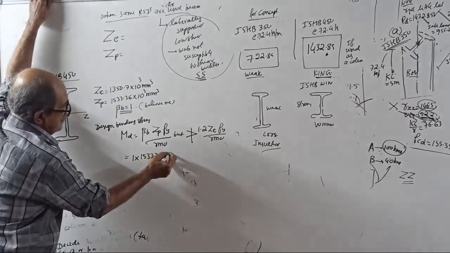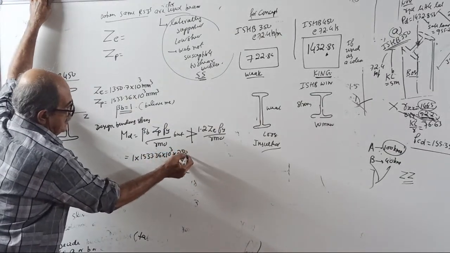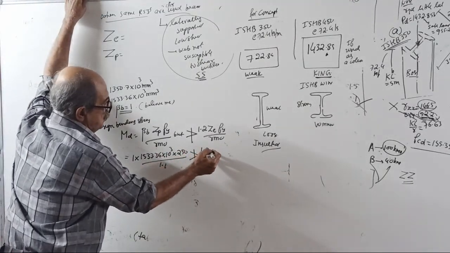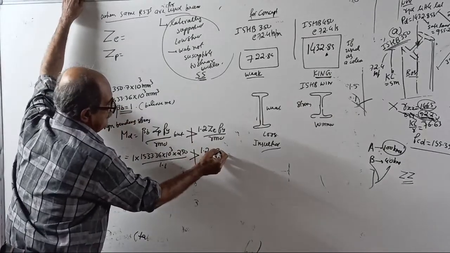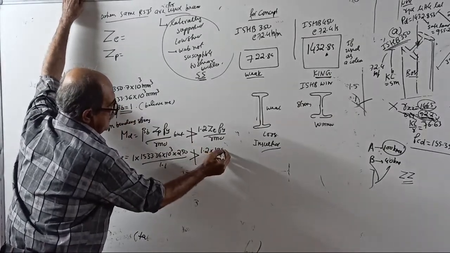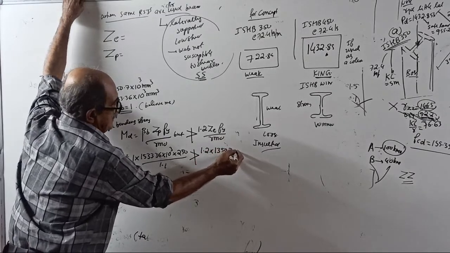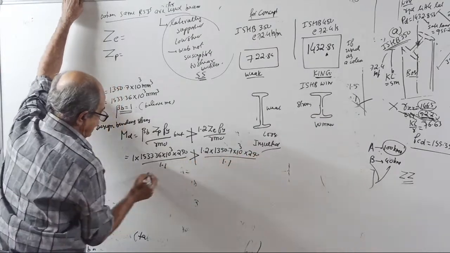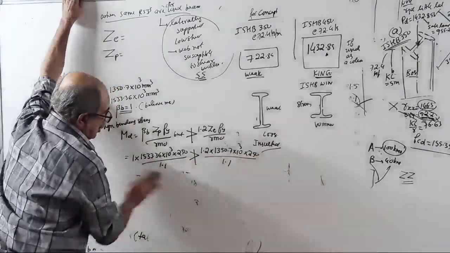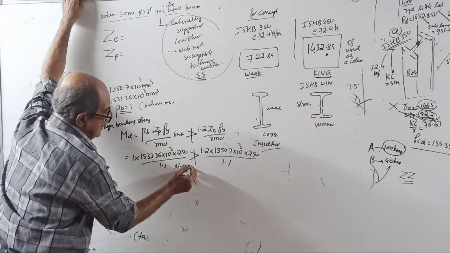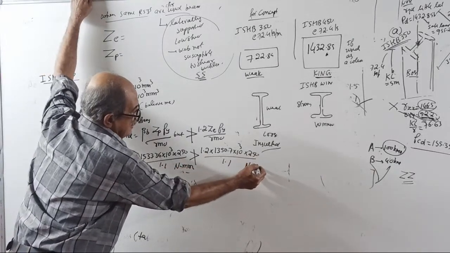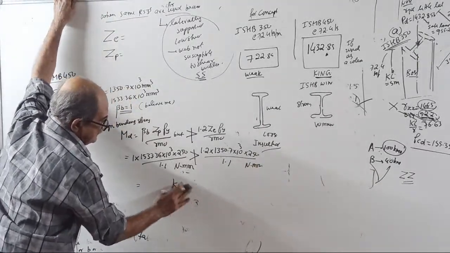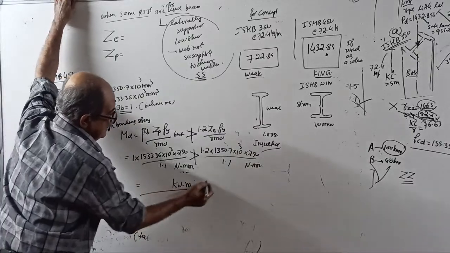1533.36 × 10³ into 250 divided by 1.1, and not more than 1.2 into Z elastic 1350.7 × 10³ into 250 divided by 1.1. Tell me this answer. Both will come in Newton millimeter. Tell me in kilonewton meter. Tell the first answer in kilonewton meter.